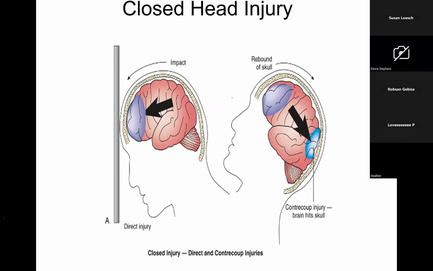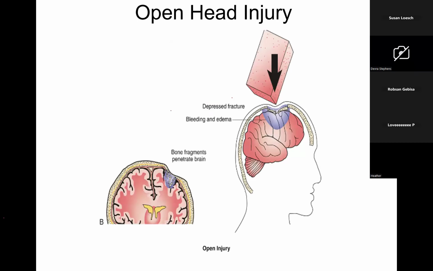So that's just showing you that rebound effect for the contrecoup and the depressed fracture where it pushes the bone down into the brain tissue. I would know those two for sure.